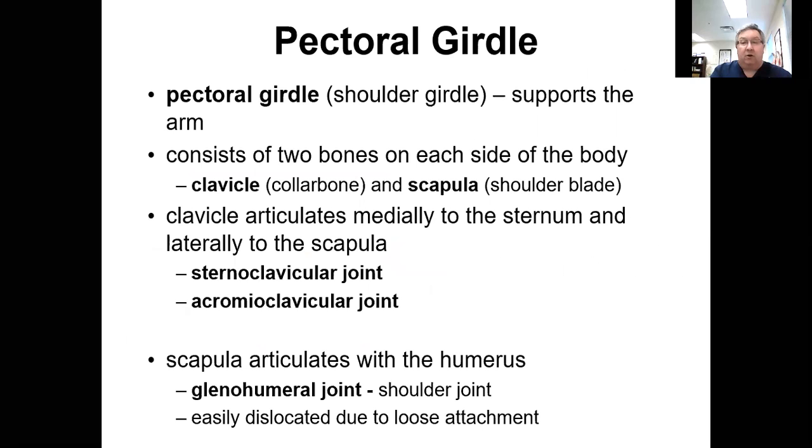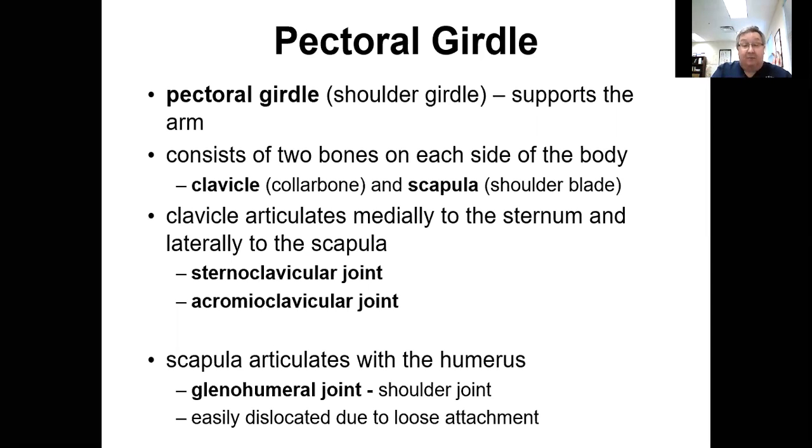The pectoral girdle supports the arms. Remember, we have the clavicle that attaches to the sternum. That creates the sternoclavicular joint. And then the other part of the clavicle articulates with the acromion, creating the acromioclavicular joint. And there are many, many muscles that attach in this area.